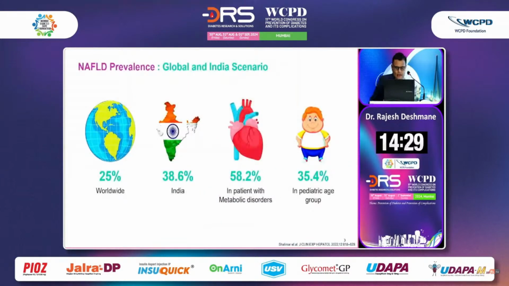And yes, right now, the prevalence of non-alcoholic fatty liver disease in India is really worrisome, because worldwide almost 25% of the population is affected by metabolic associated or non-alcoholic fatty liver disease. And in India, if you look at the data, almost 38% of the population is affected by non-alcoholic fatty liver disease. And 58% of patients with metabolic disorders are affected by MASLD.